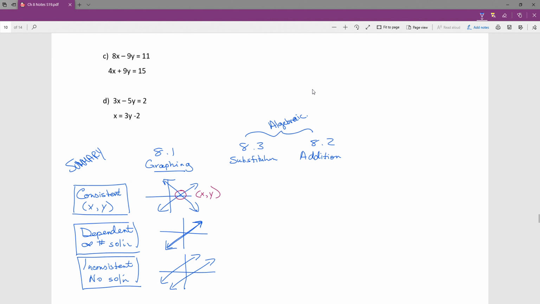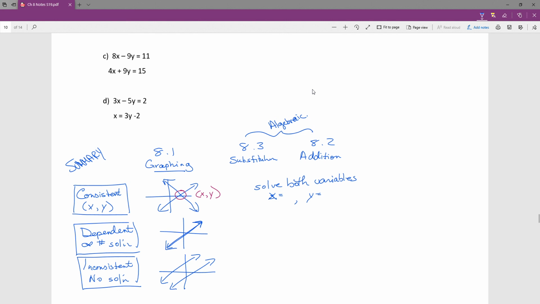In the algebraic approach, in the consistent systems, those were the ones that were all a lot more work. So we had to solve for both variables, right? Solve for x, so x equals, and then y equals, right?